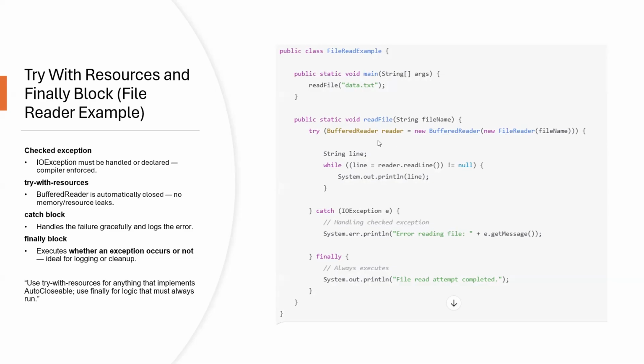That's our try with resource. We can take this reader and declare it and instantiate a new BufferedReader instance. The catch block allows us to catch and handle our exceptions gracefully. And then finally always executes. The only time your finally block is not going to execute is if you have a System.exit called, or if the JVM crashes. That's pretty much the only reason why a finally block will not execute.